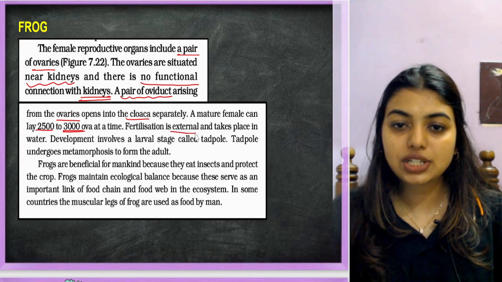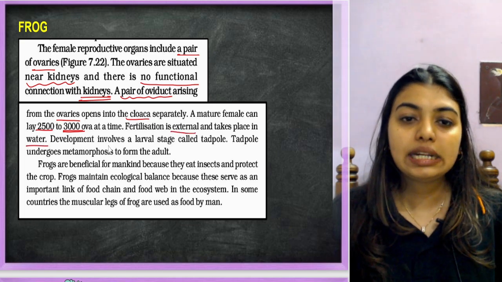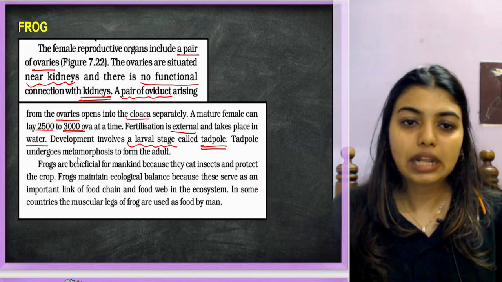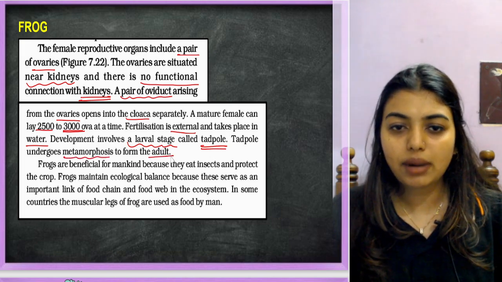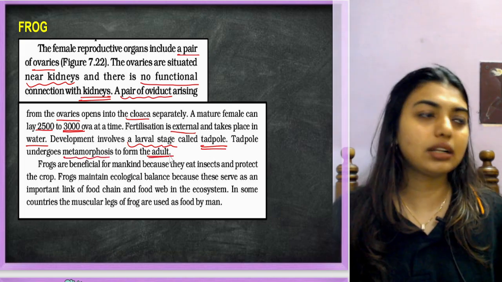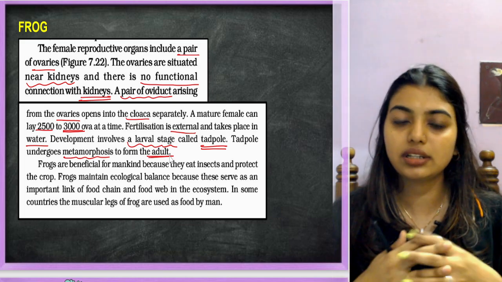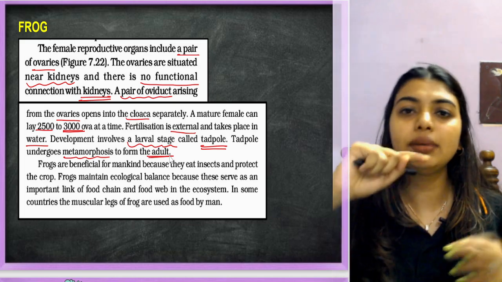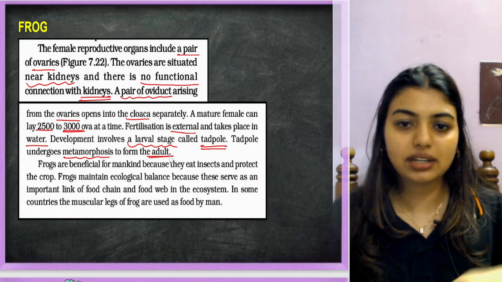Now fertilization is external and takes place in water. Development involves a larval stage called tadpole. This all of you know. Tadpole undergoes metamorphosis to form adult frog. Yes or no? Tadpole and adult frog have no connection at all. Like, who are you even? Okay, so tadpole is like that sperm, and you can see that the frog is a completely different organism.